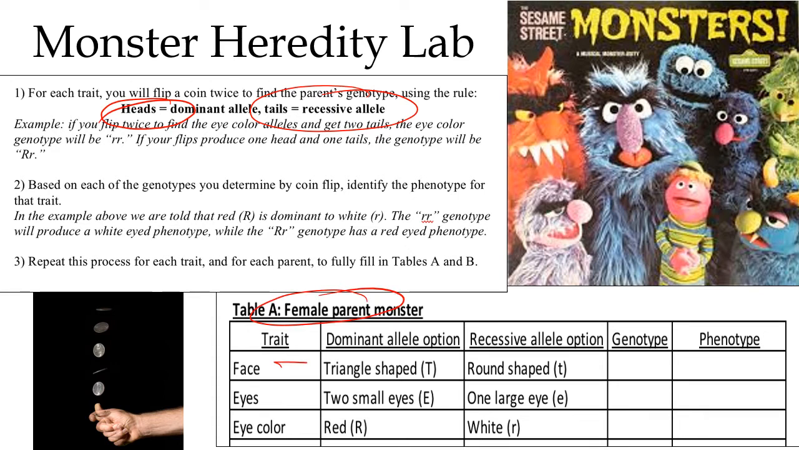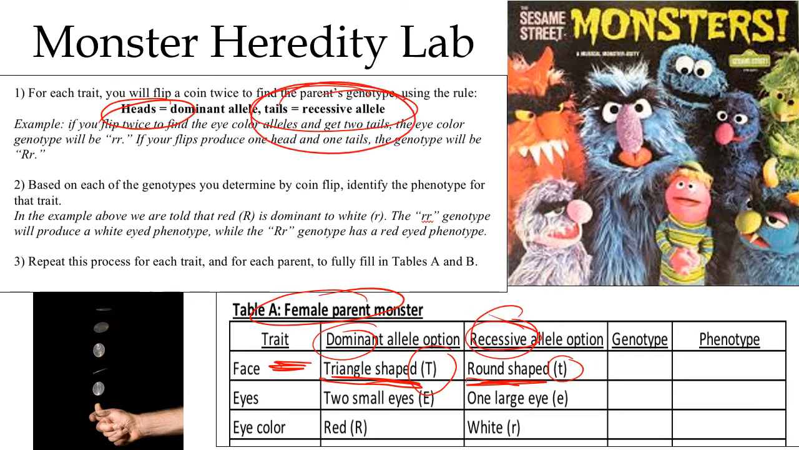For the face shape, you can either have a triangle-shaped face. That's the big T, so that's the dominant allele. Or you can have a round-shaped face. That's the little t, that's the recessive allele. So you'd flip your coin. Let's say it comes up tails.